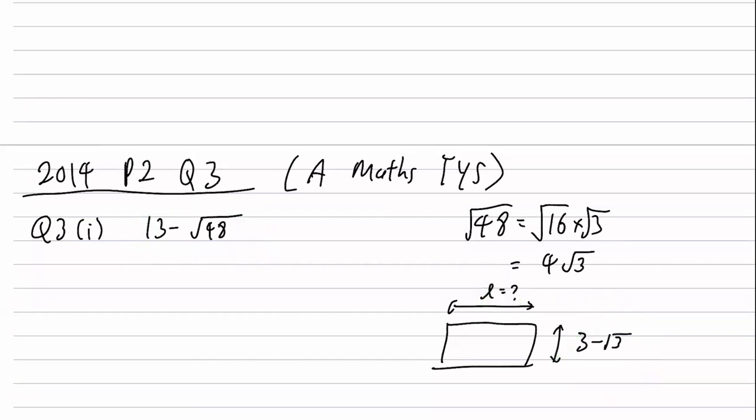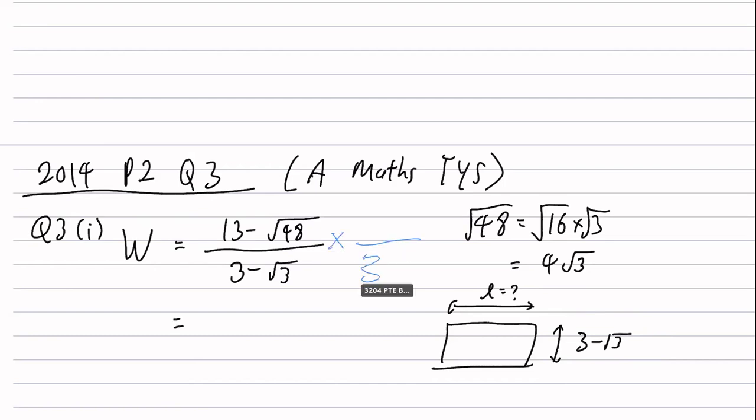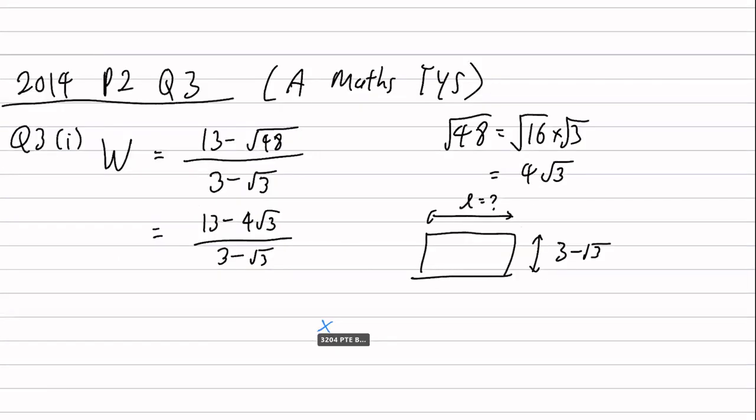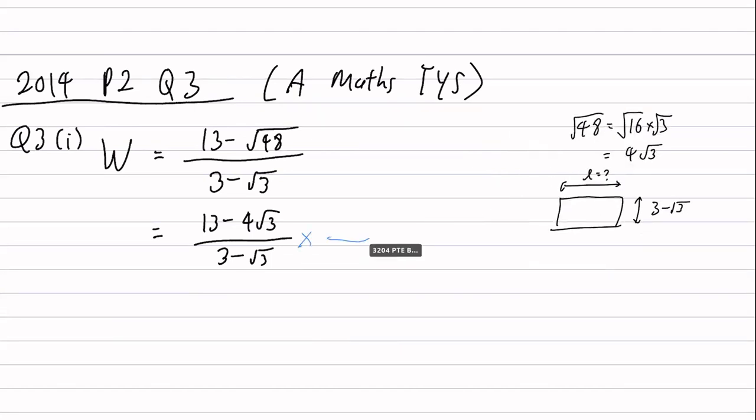So that's the first step. That means length equals the area divided by the width, 3 minus root 3. That's all they want us to find. Then a plus b root 3 format means you need to rationalize the denominator. But before that, replace the square root 48. 4 root 3 divided by 3 minus root 3. Now we want to rationalize this, so let's just do that. Multiply top and bottom by 3 plus root 3.